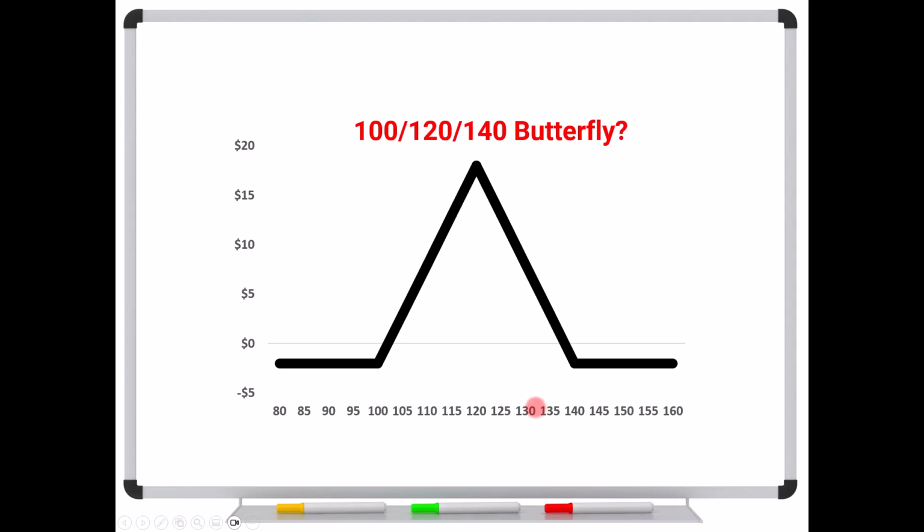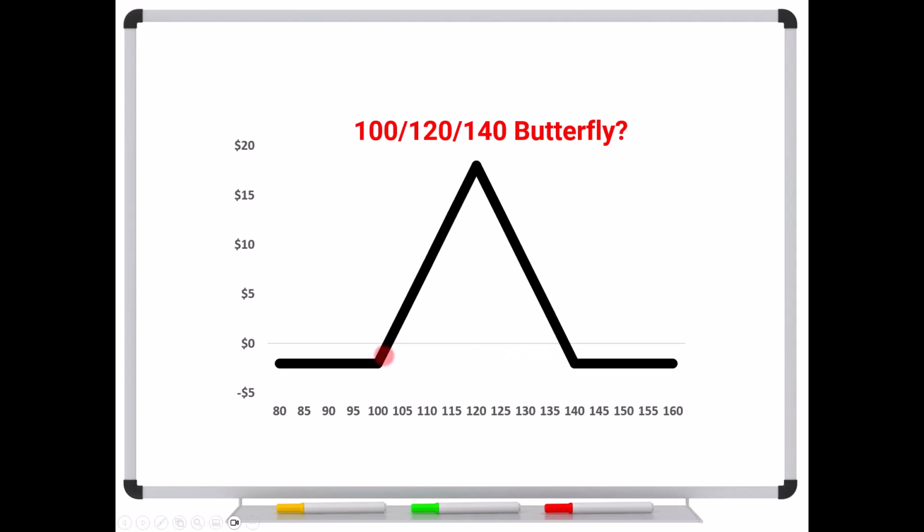Well, let's go back to what we've learned so far and see if we can figure it out. The left wing is 100, so count the steps. There's 1, 2, 3, 4 steps to get to the center strike. 4 squared is 16. We should have 16 embedded butterflies to trade.